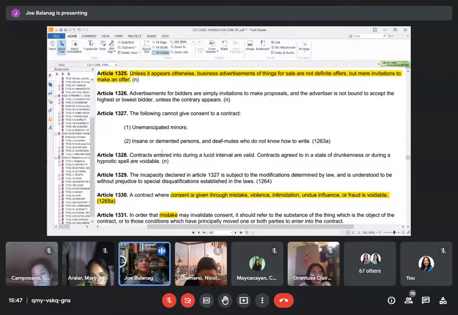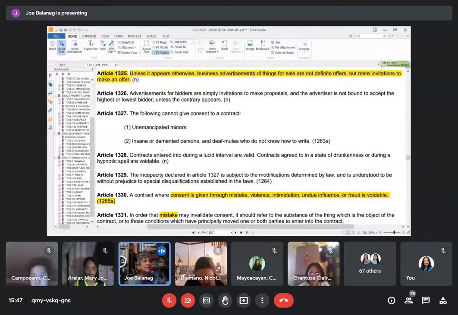Number two, insane or demented persons. Naku, kawawa si Duterte. Hindi siya pwede mag-contract, ha? Okay. Deaf mutes who do not know how to write. Ito ang nakakatawa kasi sa insanity. I'm sorry, it's not nakakatawa, but this is the thing about insanity, ladies and gentlemen. There is what's called a lucid interval.